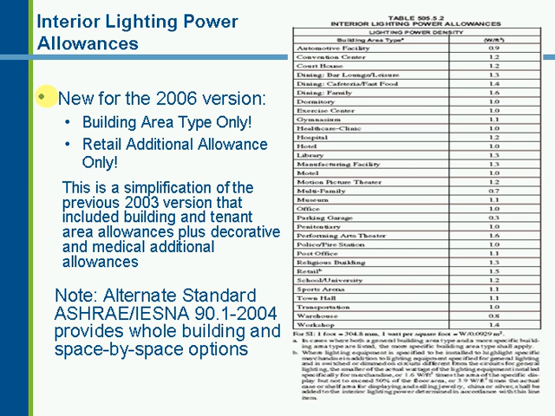As you may recall, in previous versions, 2003 IECC, for example, there was a similar table with similar space and building types, but you had a tenant area number as well as a whole building number, and you could use either compliance path. For 2006, for reasons of simplicity, it's been reduced to just a building area type basis only, but the retail additional allowance has been retained.